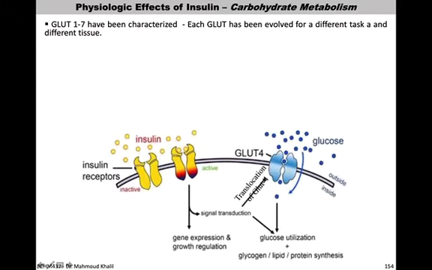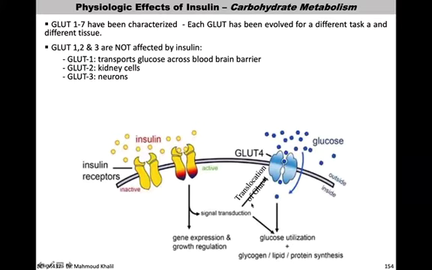Insulin binds to the monomeric receptors, leading, through the alpha subunit, to the dimerization and activation of this tyrosine kinase, which upon activation leads, after a cascade of signaling proteins and activation, to gene expression and growth regulation. This signal transduction will lead to the translocation of GLUT4 into the plasma membrane for the internalization of the glucose molecule that soon will be utilized either for making glycogen, or formation of lipid, or for protein synthesis.